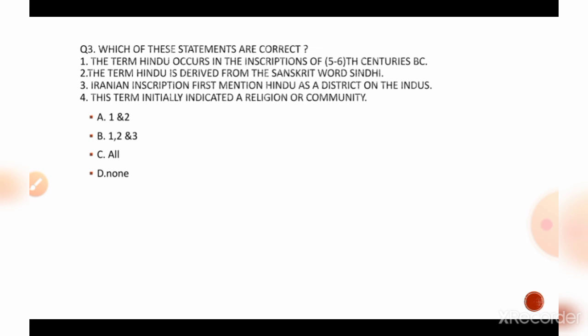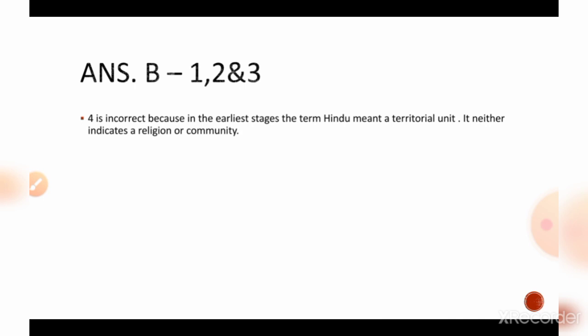This is absolutely correct. When it comes to the fourth statement, this term initially indicated a religion or community. No, it is absolutely a wrong statement, because Hindu as a religion or community emerged later, around the medieval or later ancient period, but Hindu as a religion was not there initially. So which statements are correct? B will be the answer. Statements 1, 2, 3 are correct, because in the earliest stages the term Hindu meant a territorial unit, not a religion. It neither indicates a religion nor a community.